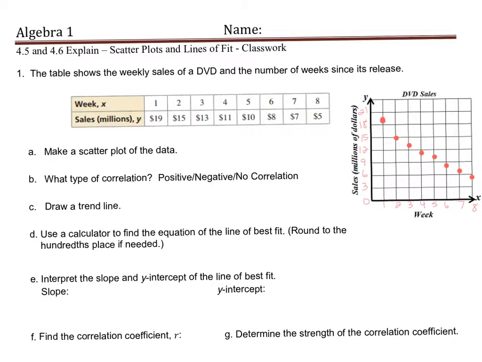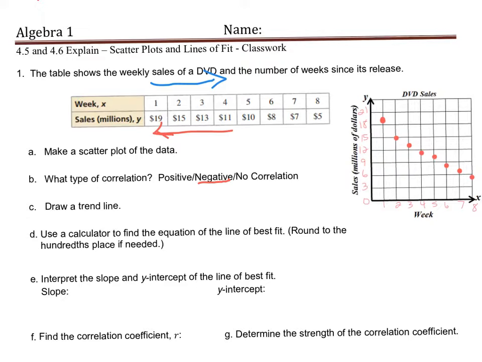Okay, so we've completed requirement A, which was making a scatter plot of the data, which was just plotting our points. Now we're going to figure out the correlation. There's a couple of ways to think about correlation. We've got positive, negative, and no correlation. One way we can figure out correlation is to look at our data. My x values are going up, but my y values are not getting bigger. My y values are actually going down. So my data is traveling in opposite directions. If they're traveling in opposite directions, then it's a negative correlation.